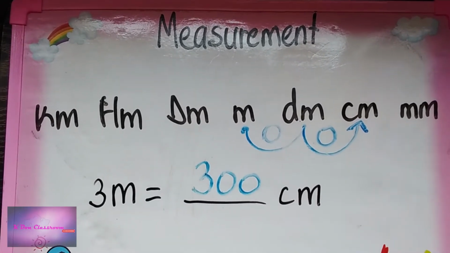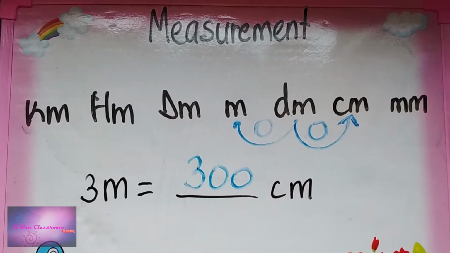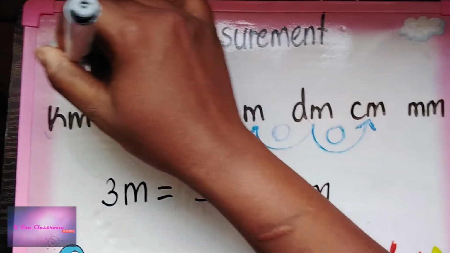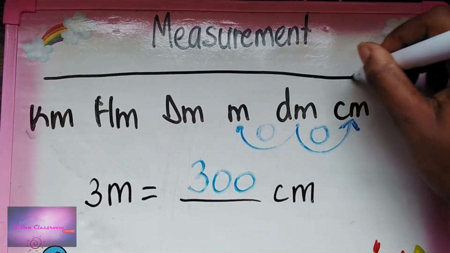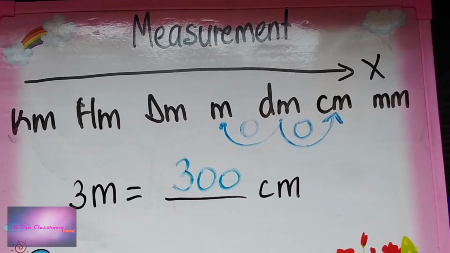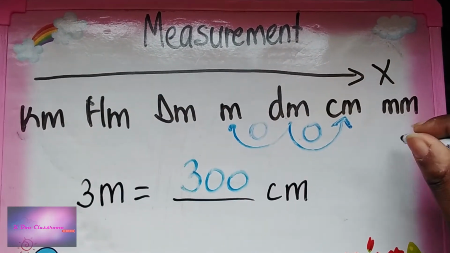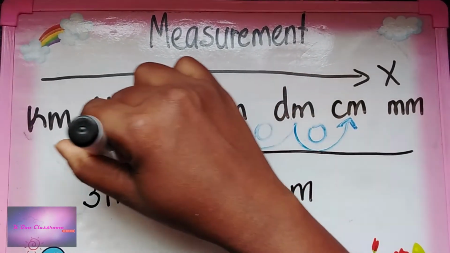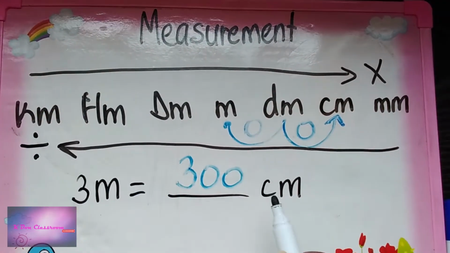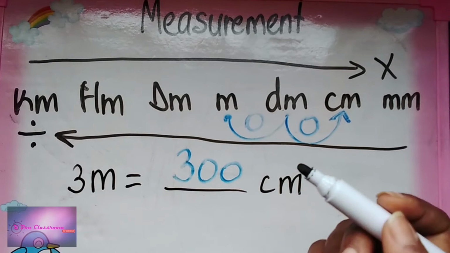Now, one of the rules when we are converting says that if you're changing from a big unit to a small unit, we must multiply. So I'm going to draw my arrow going this way, and I'm going to put multiply. The other rule says when we're changing from a smaller unit to a bigger unit, then we must divide. So let me draw my arrow again and write my dividing sign.